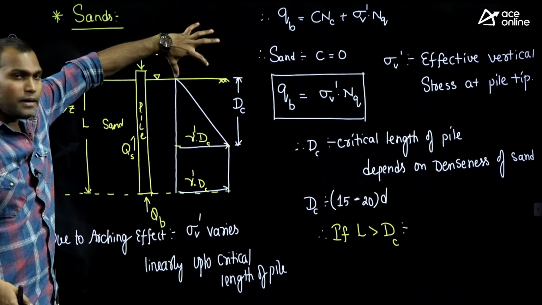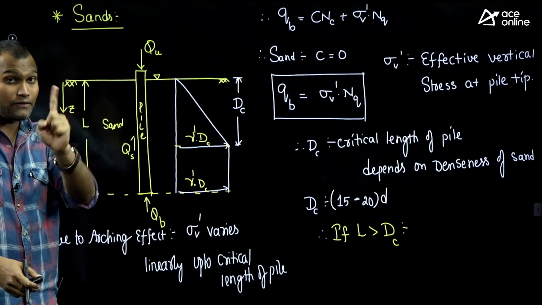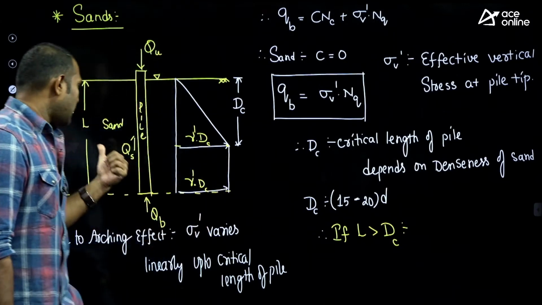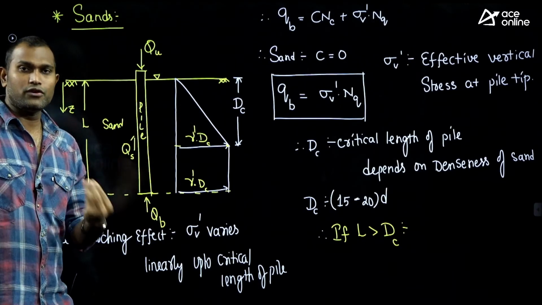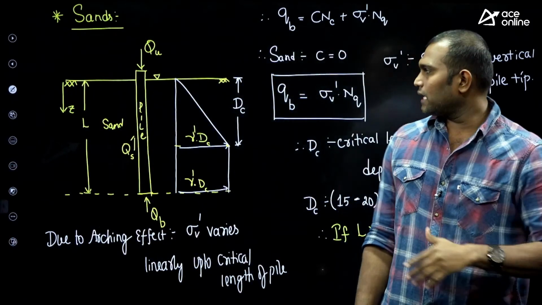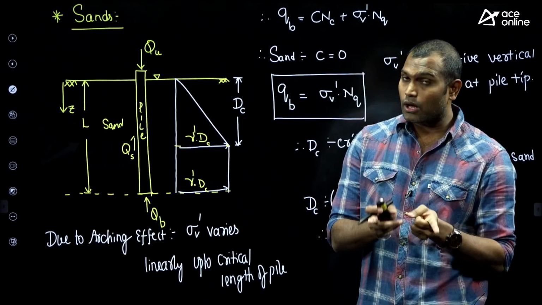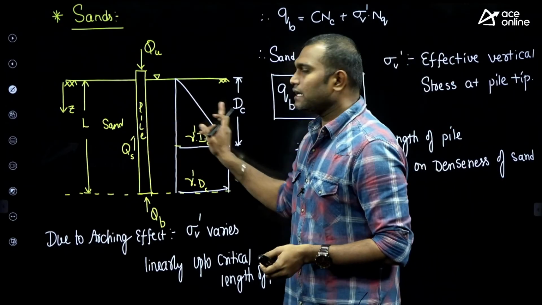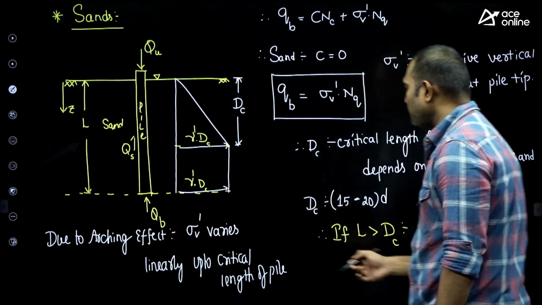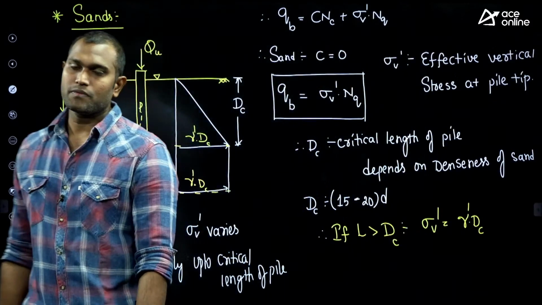So in the case of the pile, whenever the length of the pile is more than the critical length, given that they have mentioned the critical length, and L is more than Dc. Suppose in the question I give you the critical length for dense sand as 20 times the diameter of the pile. I'll give you the diameter and you have to find the critical length. So if L is greater than Dc, then sigma V dash at the pile tip is simply gamma dash into Dc.